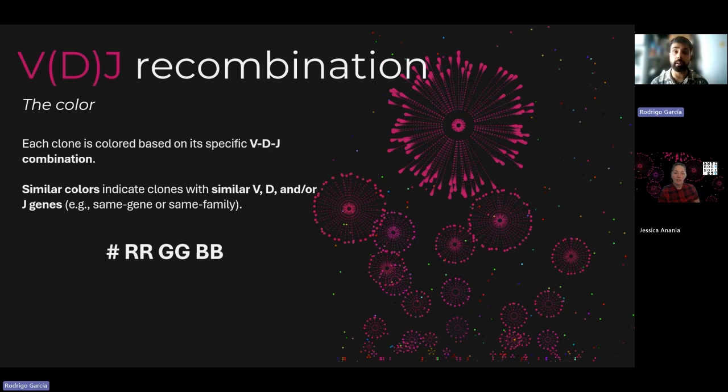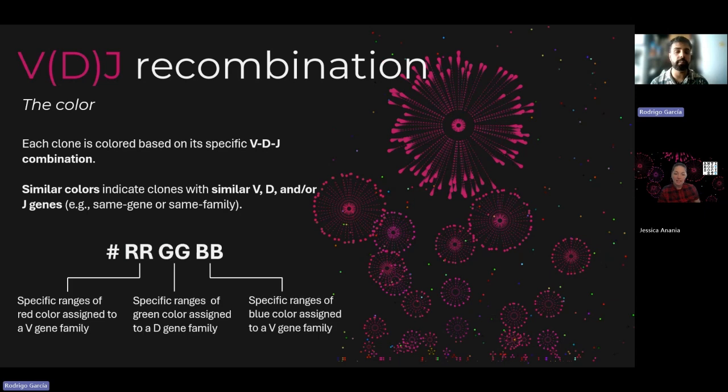And for this, I used the hexadecimal colors. I did a small trick. Colors are a mixture of red, green, and blue. Depending on the mixture, you get a different color. In this particular case, I assigned specific ranges of red colors to certain V families, green colors to D families, and blue colors to J gene families.